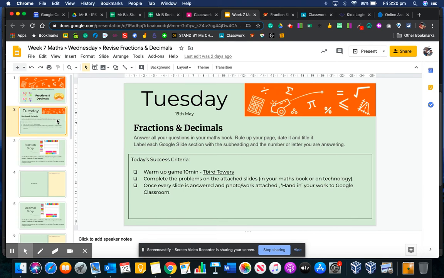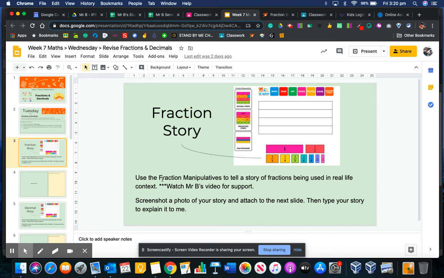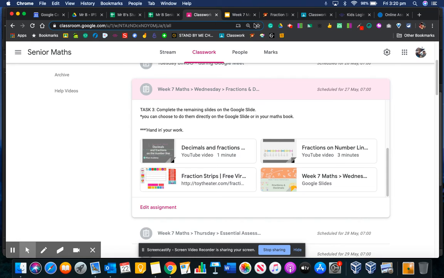What you'll see today is you have your warm-up game to play and then you have some problems to solve. Some of these you may like to do in your maths book or you can choose the technology. What we have today is a fraction manipulatives to use, which the link is attached in the Google Classroom. So here's the links here to go to that.